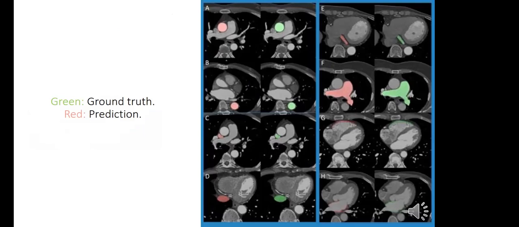The investigators were able to achieve a dice score of 0.82 for 8 different structures. This figure shows model performance for the ascending aorta in A, descending aorta in B, superior vena cava in C, inferior vena cava in D, coronary sinus in E, pulmonary artery in F, right ventricular wall in G, and the left atrial wall in H.